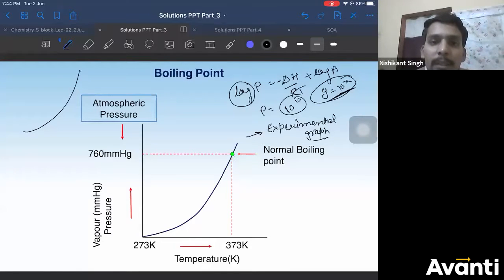I can see everybody's message. Pritish, I can't see every message. For different liquids, yes, it will change. The boiling point for different liquids will be different.